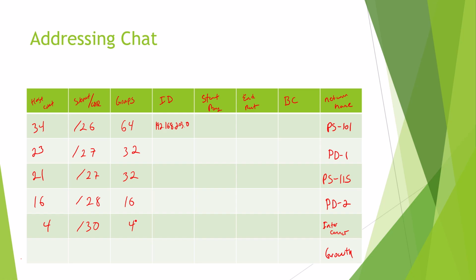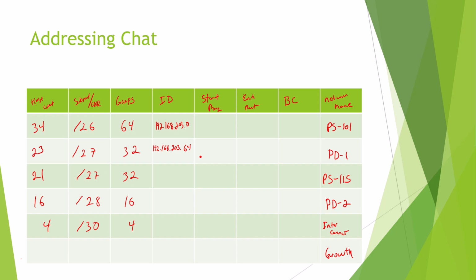Well, once we know the subnet or CIDR, we know which octet we're working with. We are working with the 4th octet. /26, /27, /28, /30, all of them are in the 4th octet. We're going to be adding the group to the 4th octet. Zero plus 64 is 64. Alright, first network ID, done.